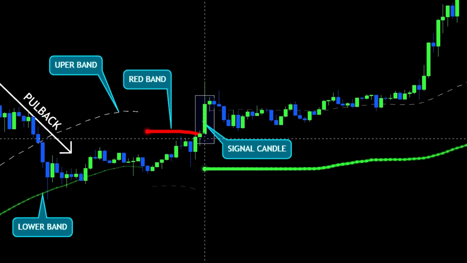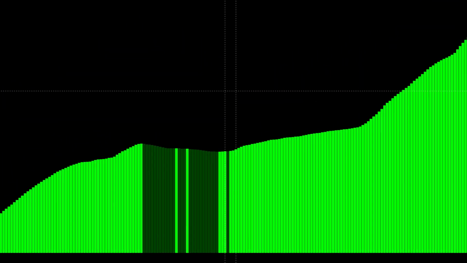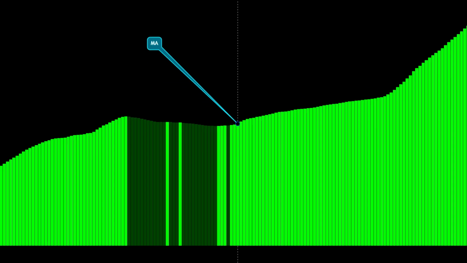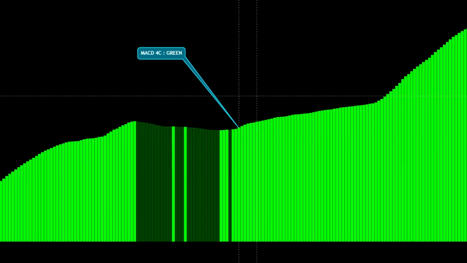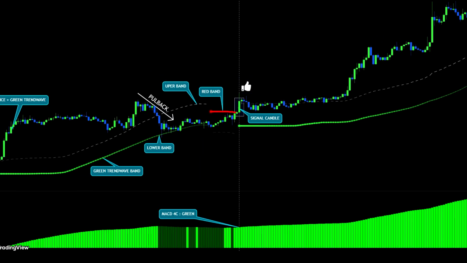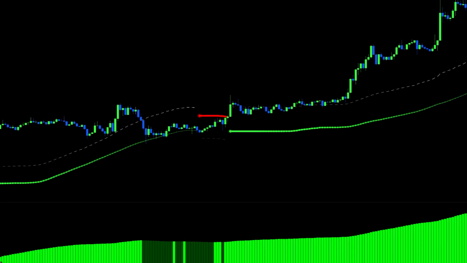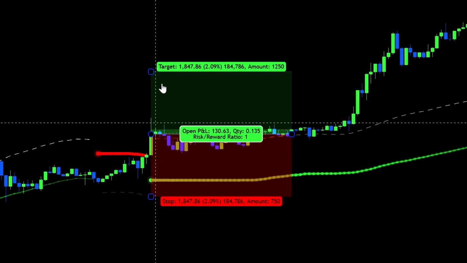Once the candle closes above that upper band, draw a vertical line from that candle. This helps us check the market's momentum. So follow that vertical line down to your MACD4C indicator histogram. If it's green, that confirms the momentum is bullish and your buy signal is valid. At that point, you open your position at the opening price of the next candle.